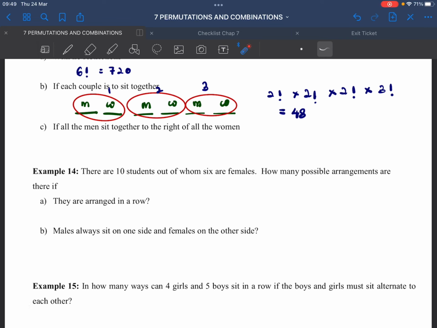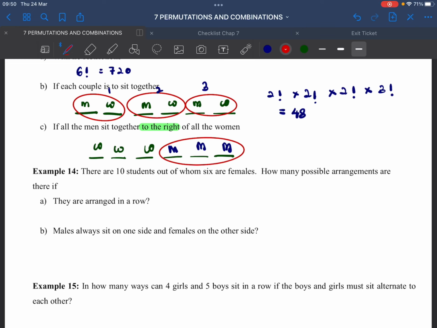If all the men sit together to the right of all the women. Okay, the question said to the right, so only one way. Maksudnya yang lelaki tu hanya duduk di sebelah kanan sahaja. Okay, let's see. Kita ada 1, 2, 3, 4, 5, 6 seat. So men duduk together on the right. 1, 2, 3. Right sebelah sini kan. 1, 2, 3. And therefore we have a woman, woman, woman. Men sit together. Bila dia cakap together, apa yang kamu kena buat ialah kamu kena circlekan dia. Consider this as 1. Okay, consider that as 1.